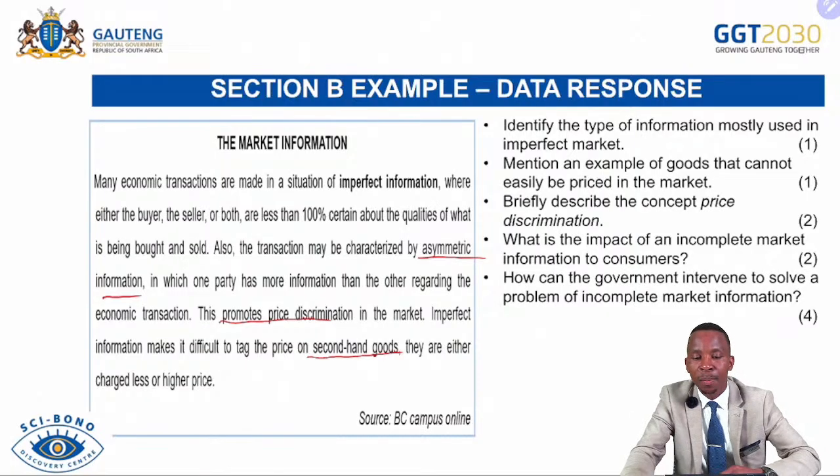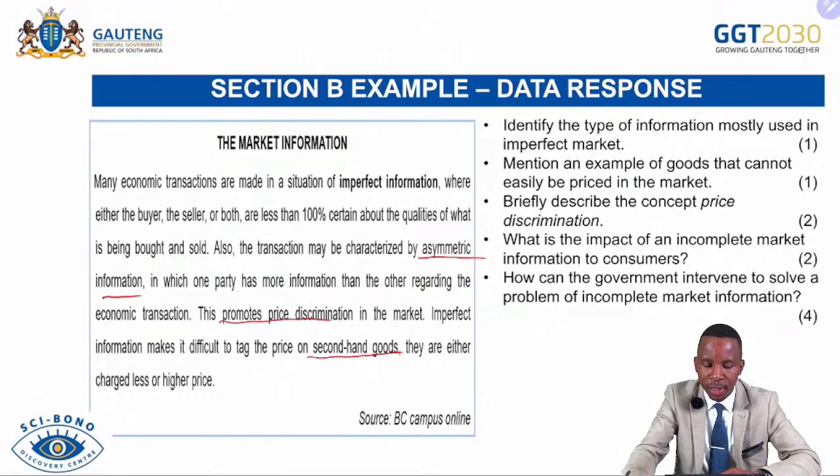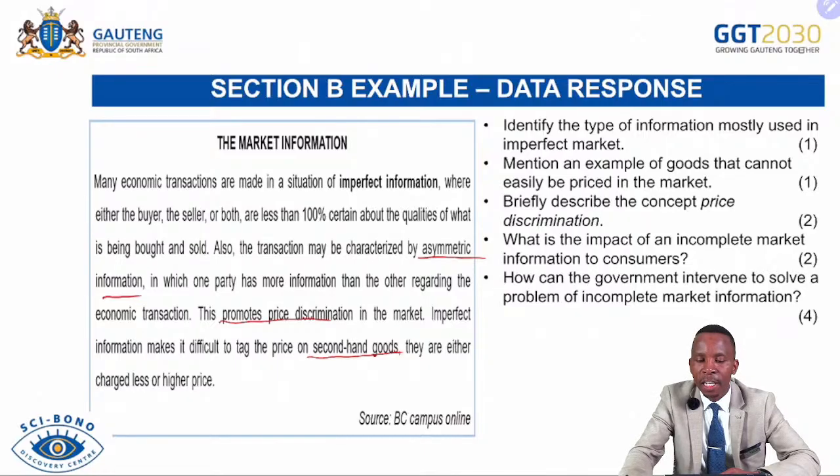And then these are the possible questions. So source, BC, Canvas Online. Identify the type of information most used in the imperfect market. And then that is 1 mark. Mention an example of goods that cannot easily be priced in the market. That is your 1 mark.